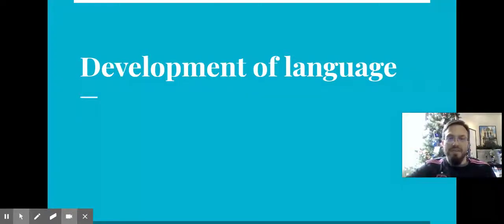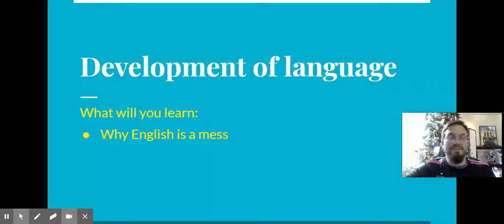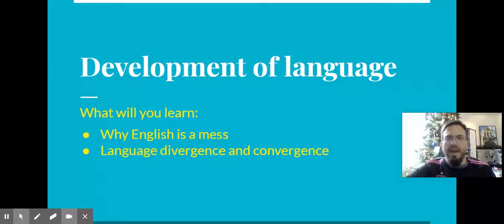What we're going to be talking about today is a few different things. The first thing that we're going to discuss is exactly why English is such a mess of a language. And we're going to use that as an example to show different aspects of language divergence and convergence, and then we'll split that into learning about the different types of language like Creole, Pidgin, and lingua franca. So have those notes out ready to go. That's what we're covering. All right.